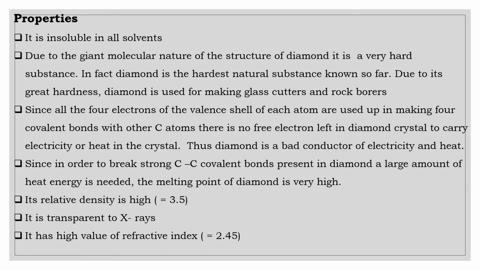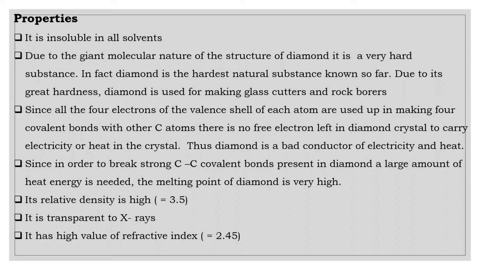Now let us see the properties of diamond. It is insoluble in all solvents. Due to its giant molecular structure, it is a very hard substance. Due to its hardness, it is used in cutting glass and also in rock borers. This is the hardest substance we have ever found.